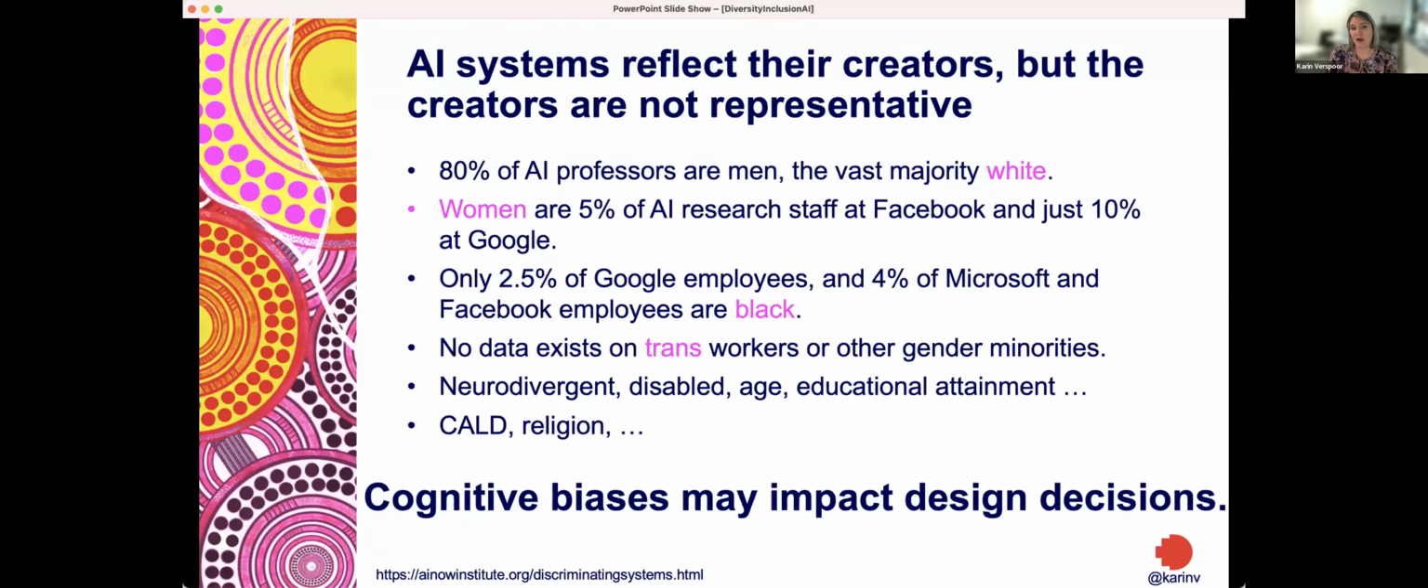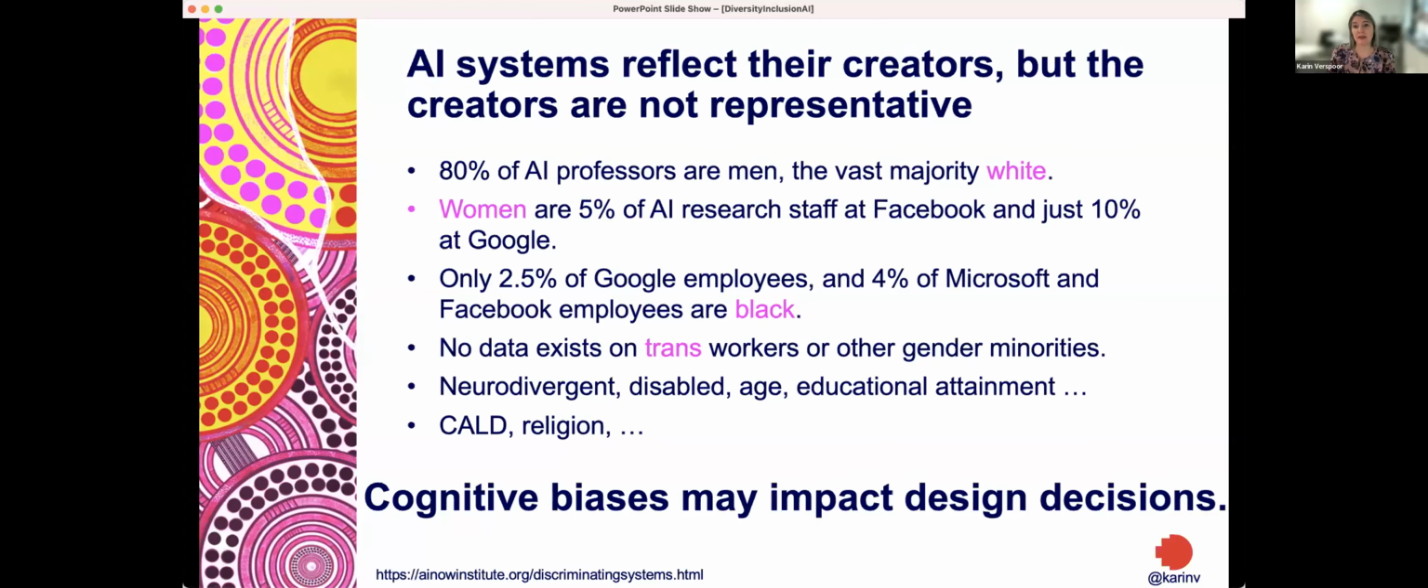We don't know how many trans workers or other gender minorities there are in these organizations, let alone things like neurodivergence, disability, age, educational attainment, cultural and linguistic background, religion. The list goes on, right? There are so many different ways that people can be different. And we really don't have a lot of representation in terms of all of these dimensions of variation in the people who are building these systems.